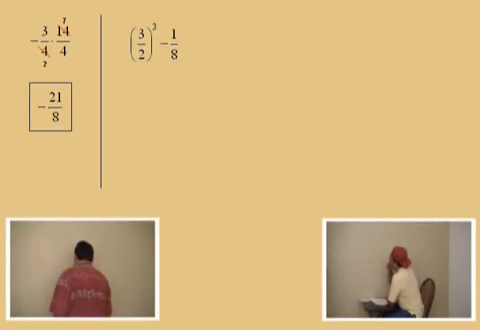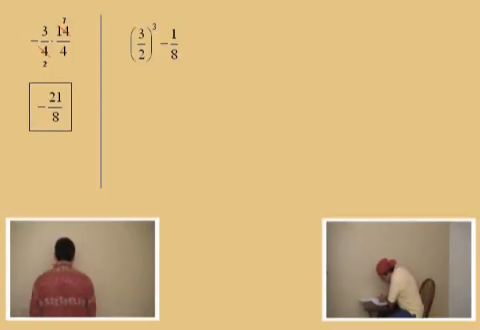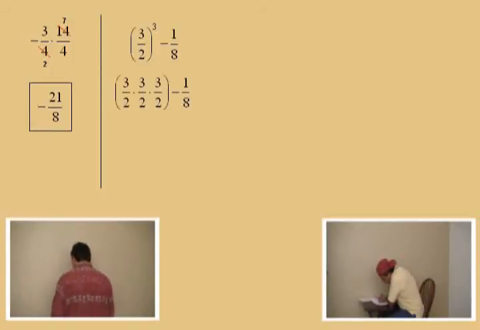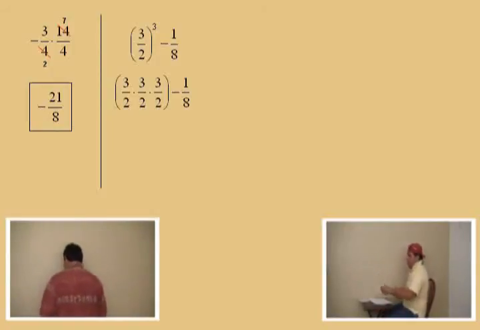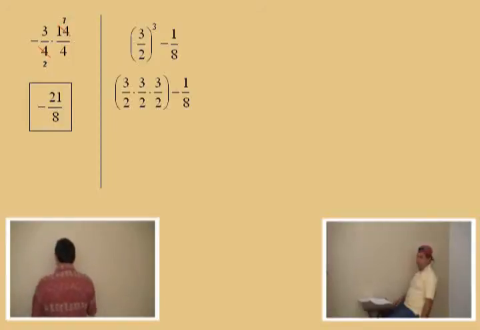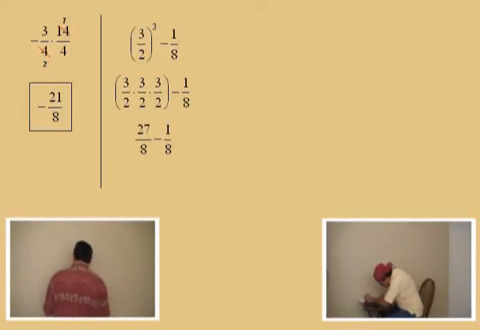Now, Charlie, what does 3/2 cubed mean? 3/2 times 3/2 times 3/2. That's right. Now, how do you multiply 3/2 times 3/2 times 3/2? Straight across the top, straight across the bottom. Giving you what, Charlie? 27/8. 27 over 8.